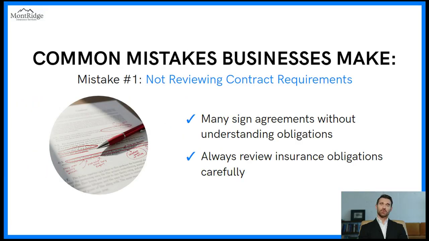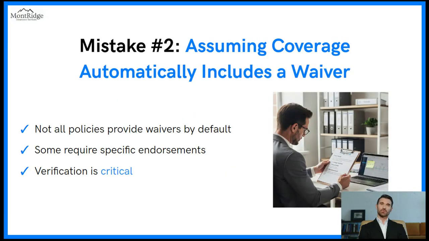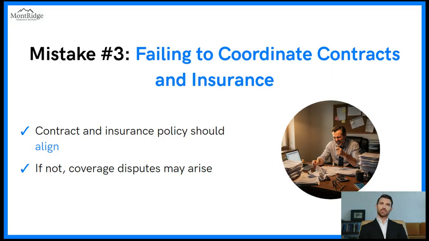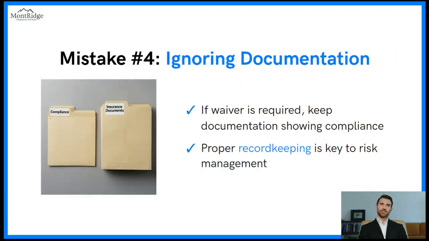Common mistakes businesses make. Mistake number 1, not reviewing contract requirements. Many sign agreements without understanding obligations. Always review insurance obligations carefully. Mistake number 2, assuming coverage automatically includes a waiver. Not all policies provide waivers by default. Some require specific endorsements. Verification is critical. Mistake number 3, failing to coordinate contracts and insurance. The contract and insurance policy should align. If not, coverage disputes may arise. Mistake number 4, ignoring documentation. If a waiver is required, keep documentation showing compliance. Proper record keeping is key to risk management.